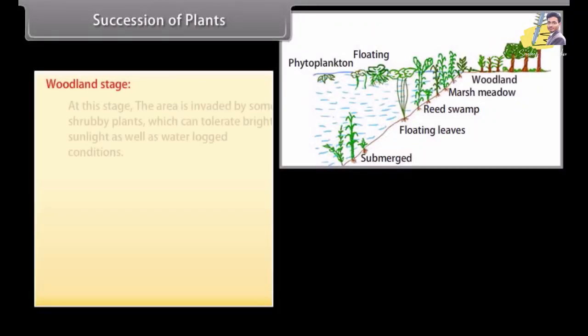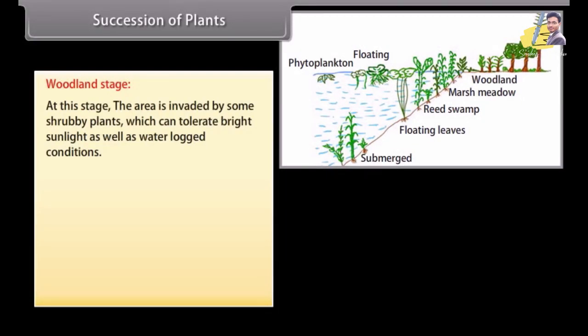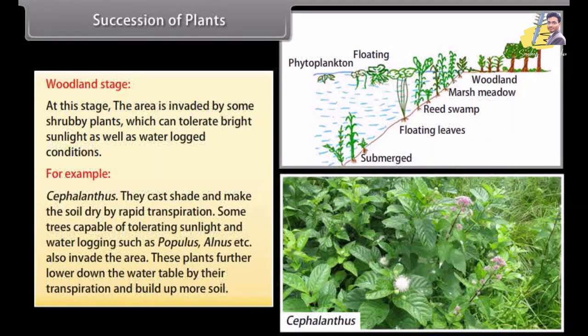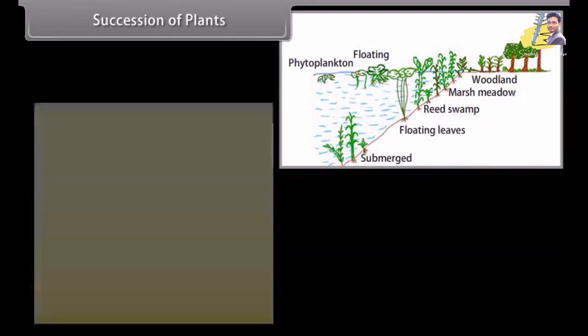Woodland stage. At this stage, the area is invaded by some shrubby plants which can tolerate bright sunlight as well as water-logged conditions. For example, Cephalanthus. They cast shade and make the soil dry by rapid transpiration. Some trees capable of tolerating sunlight and water logging such as Populus, Alnus, etc. also invade the area. These plants further lower down the water table by their transpiration and build up more soil.